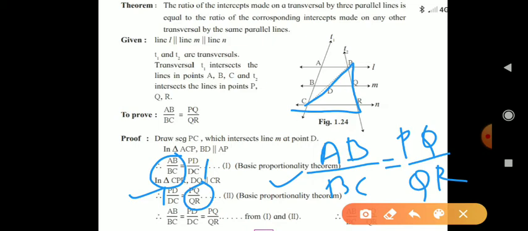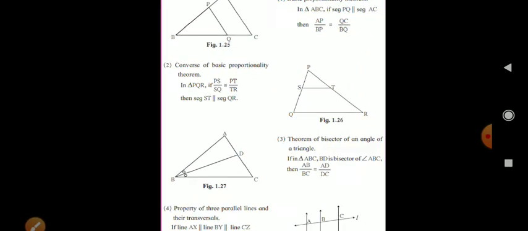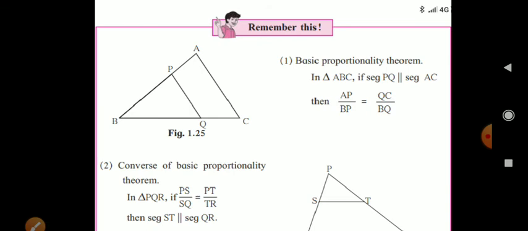Thus in the last three lectures we studied three theorems: the basic proportionality theorem, the angle bisector theorem, and this last theorem of three parallel lines and their transversal. Shortly we revise these three theorems again. First, the basic proportionality theorem.